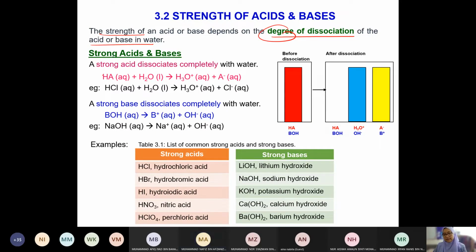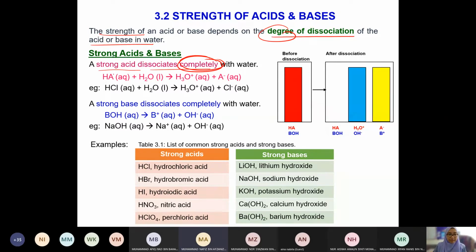Why do we define an acid as a strong acid or a base as a strong base? It is because it dissociates completely, guys. The word completely is very important. Completely in water, or with water. When it dissolves in water, it completely dissociates in water. That is why it is called a strong acid.